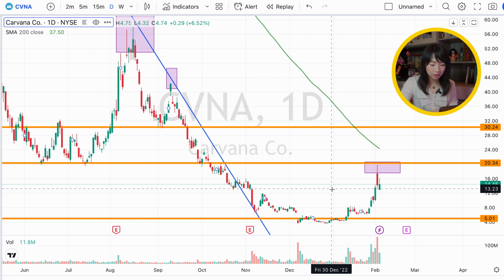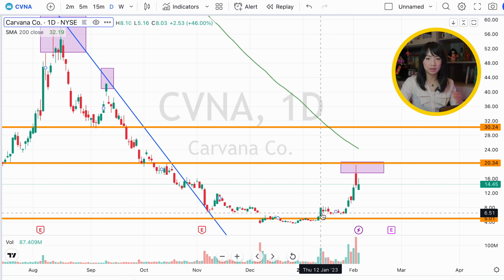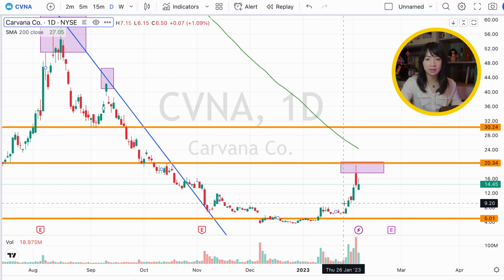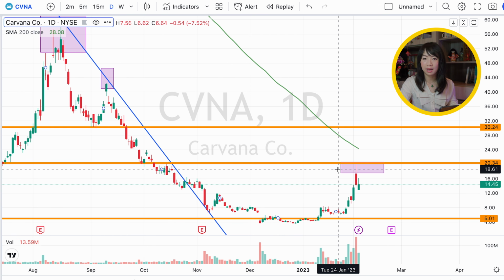So this is where you actually have a short-term uptrend on the stock. And that's pretty impressive because we haven't seen it in a long time. And a lot of investors are piling their money into the stock. However, I would remain cautious on buying the stock.